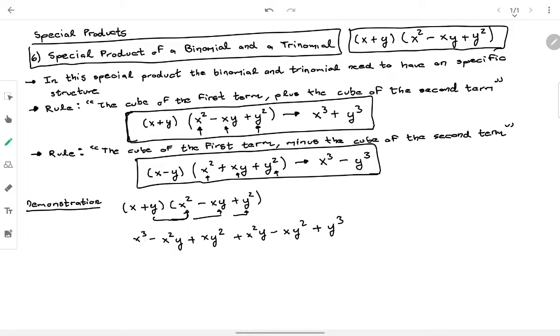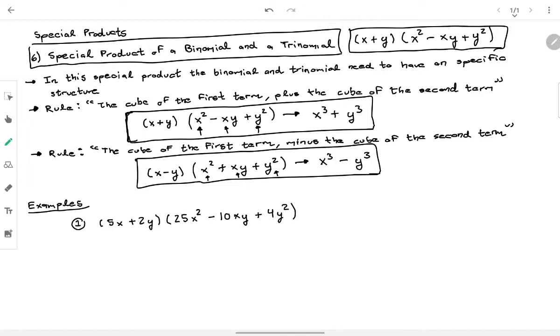Then we can do like term simplification. We have minus x squared y plus x squared y. They disappear. We have xy squared minus xy squared. They disappear. And our final answer is x cubed plus y cubed. So this is the demonstration for x plus y multiplied by x squared minus xy plus y squared. So let's see now some examples of a special product of a binomial and a trinomial.